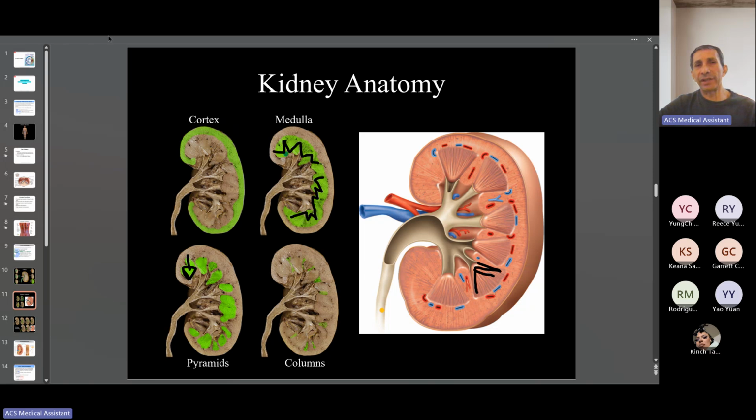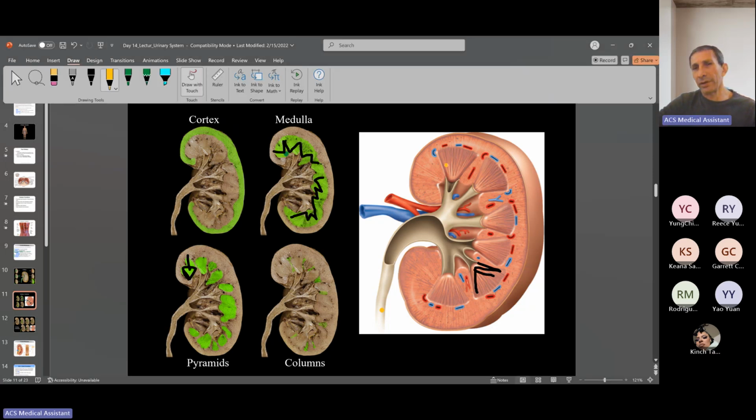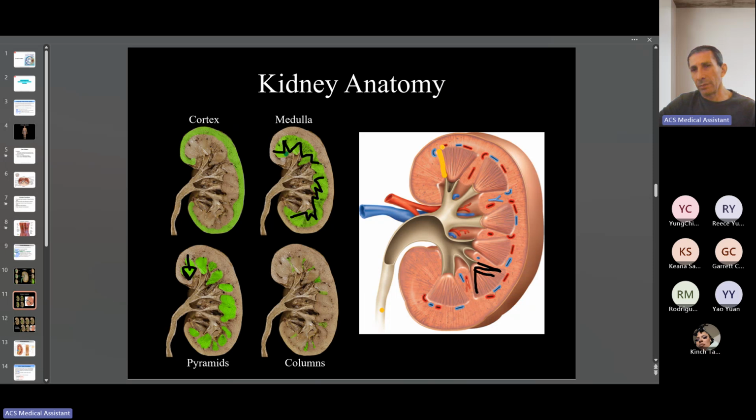Urine is going to be produced right here in this area, in these pyramids, meaning in the medulla. It's going to be drained through these small tubes, then through these large tubes, because it collects from all the pyramids. All the pyramids are connected to small tubes, then through a large tube, and then to the renal pelvis, all the way down to the ureters, then to the urinary bladder, then to the urethra, to the outside. So that's how this works.